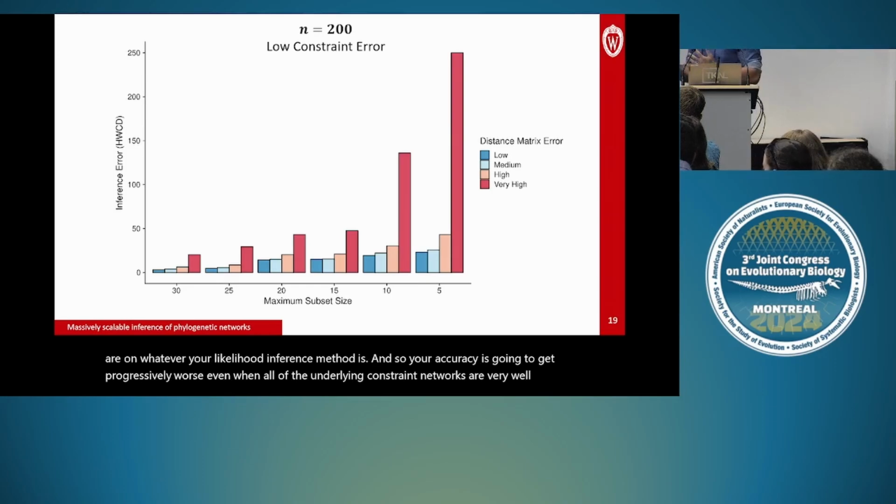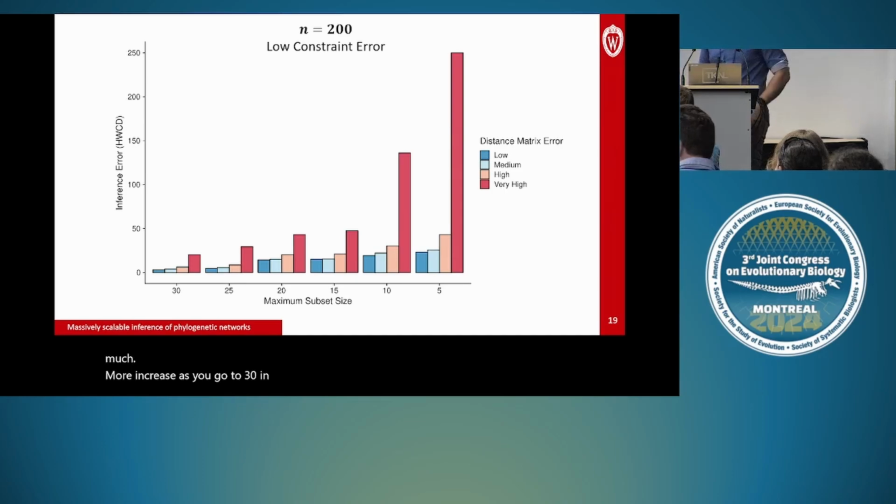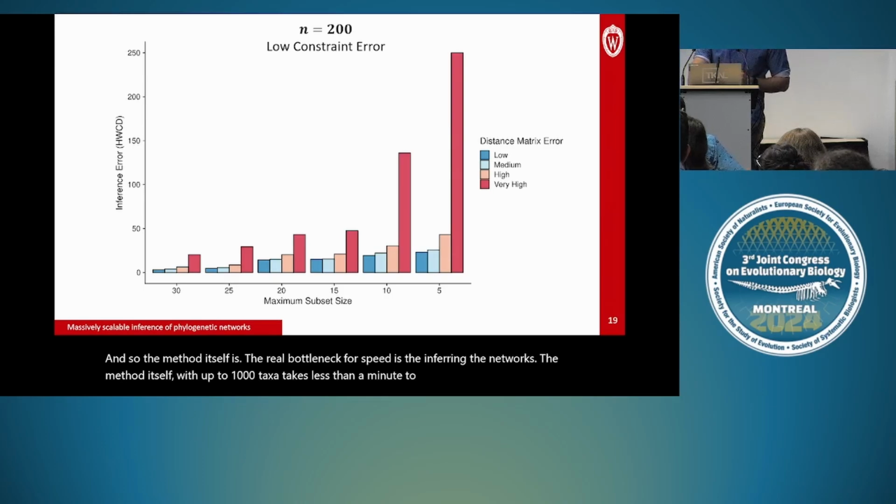And we found that a nice sweet spot is around 25 taxa, where you see there's not much more increase in accuracy as you go to 30. And that's where SNaQ and other pseudo-likelihood methods start to really drop off in their runtime and become infeasible after 25. And so the real bottleneck for speed is inferring the networks. The method itself with up to 1,000 taxa takes less than a minute to run. So the real bottleneck is whatever pseudo-likelihood or likelihood method you use.